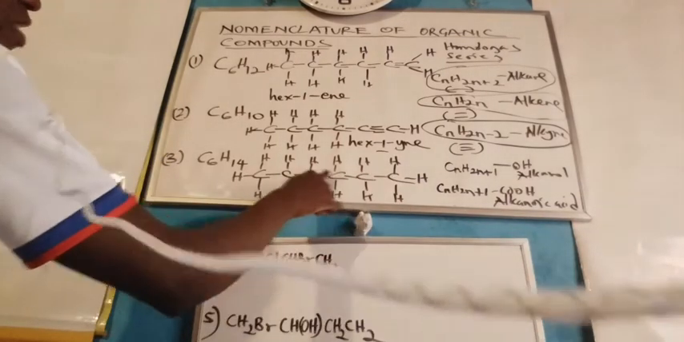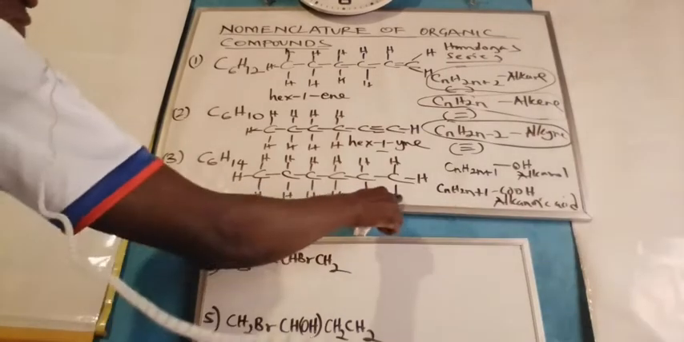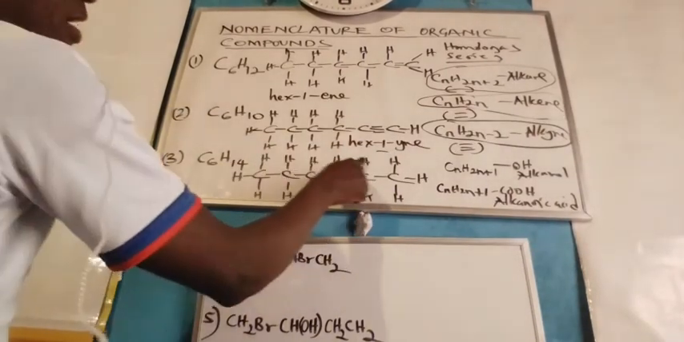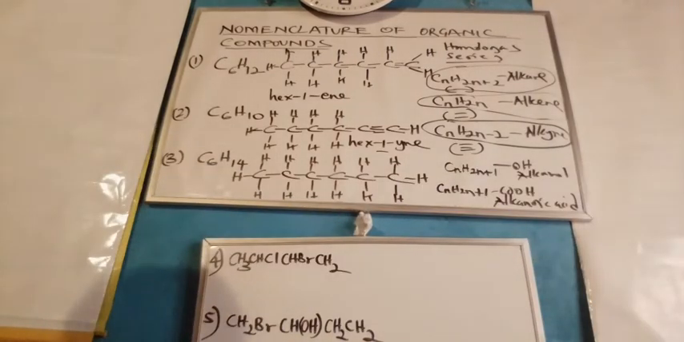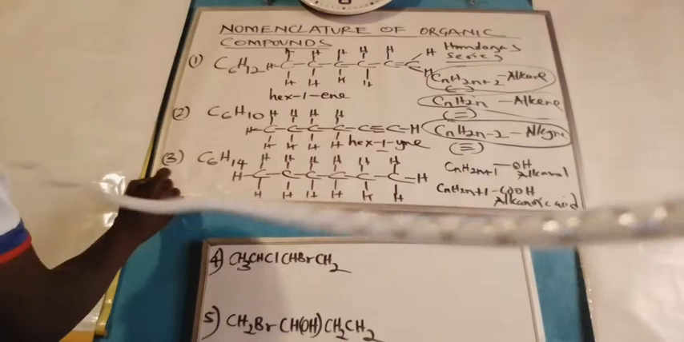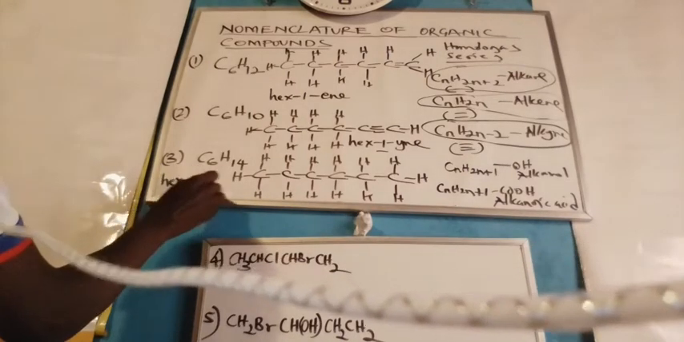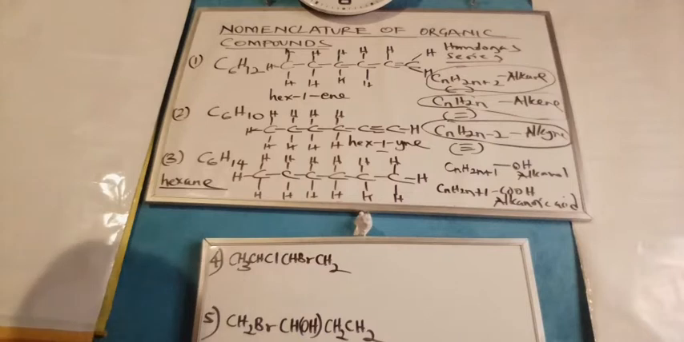And as I do so, I should satisfy the molecular formula of 6 carbons alongside 14 hydrogens. Counting is 1, 2, 3, 4, 5, 6. Hydrogens are 1, 2, 3, 4, 5, 6, 7, 8, 9, 10, 11, 12, 13, 14. I've satisfied that requirement, and since there are 6 carbons, I will give it the name of an alkane with 6 carbons, which is hexane. So this is a hexane molecule.